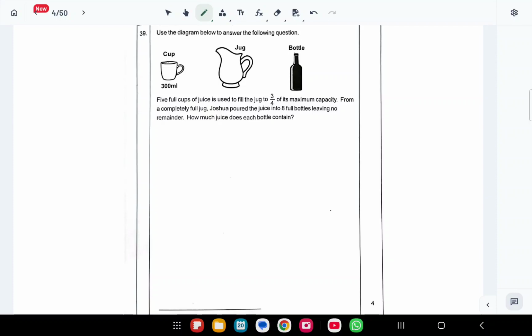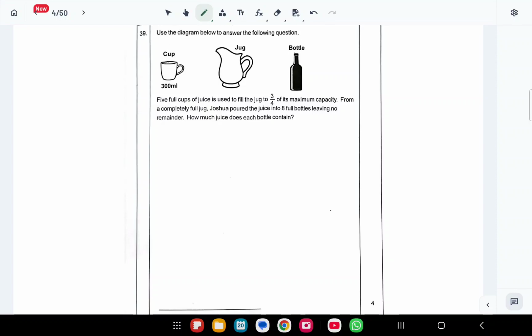Number 39. Use the diagram below to answer the following questions. We have a cup which holds 300 milliliters. We have a jug, unknown, and a bottle, unknown. It said here now, 5 full cups of juice is used to fill the jug to 3/4 of its maximum capacity. So 5 cups only fill the jug 3/4 of the way.